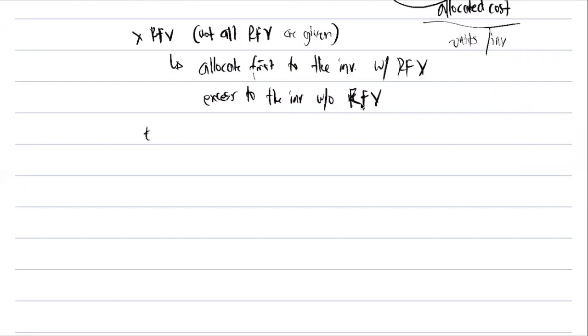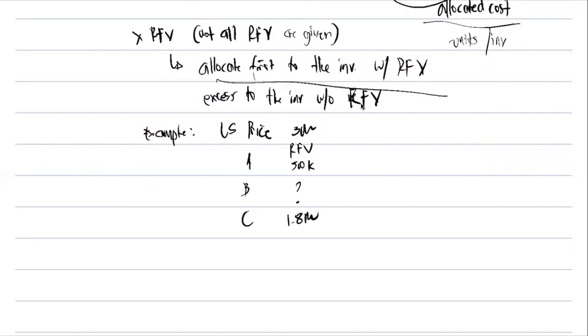For example, our lump sum price is still 3 million. Sometimes lump sum price is known as basket price, okay? So if ever lump sum price or basket price yung sinabi ng problem, pareho lang yun. Okay, so if the lump sum price is 3 million and you purchase the following inventories, A, B, C, the relative fair value of A is 500,000, B is unknown, C is 1.8 million pesos. Okay, so if this is the case, what we do, we allocate first to the inventory with relative fair value.